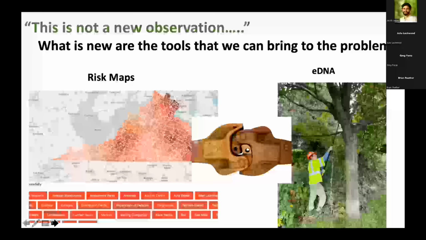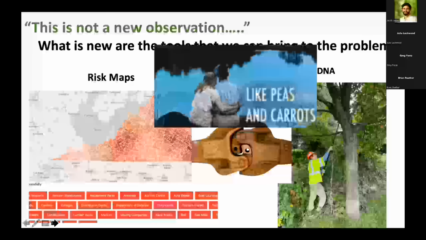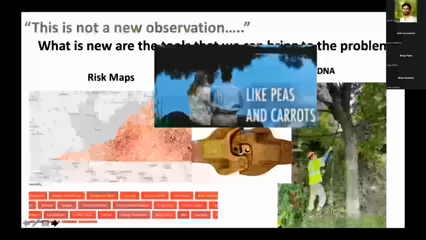We have to do it in some very key places in Virginia. So by coupling those two things together, I think we can get at some very powerful advances in solving this detection lag problem.